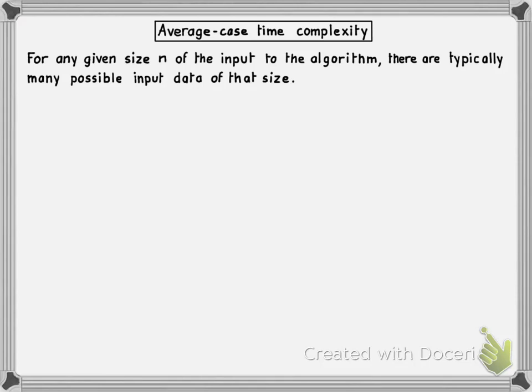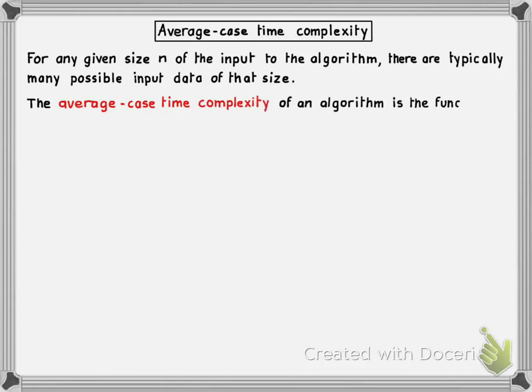Now remember the previous observation that even given a fixed size n of the input to the algorithm, there may be different possible runtimes among all of the possible problem instances of that size. Now, instead of considering the best case and the worst case, in this segment we're going to consider the so-called average case time complexity analysis.